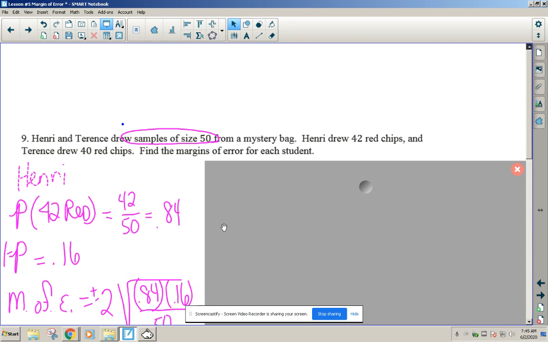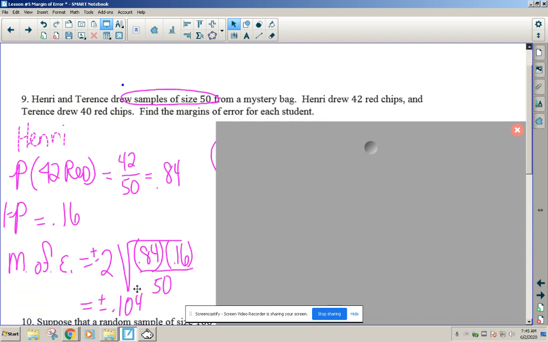If I talk about Henry, he drew 42 chips. 42 out of 50 gives me 0.84, so my sample proportion for Henry is 0.84. So 1 minus that would be 0.16. To find the margin of error for Henry, I would have 0.84 times 0.16, divide that by 50, take the square root, and then double it. That means Henry's margin of error is plus or minus 0.104. So turn off the video and then try Terrence yourself.